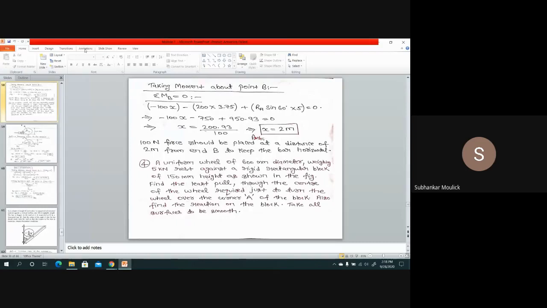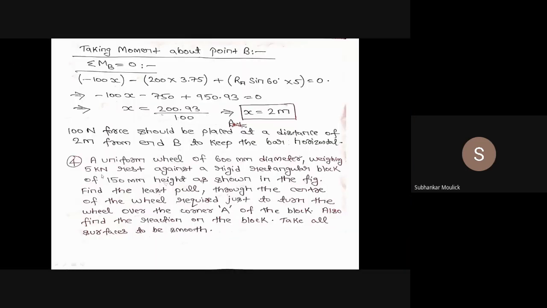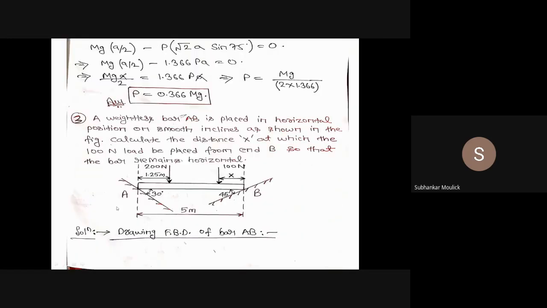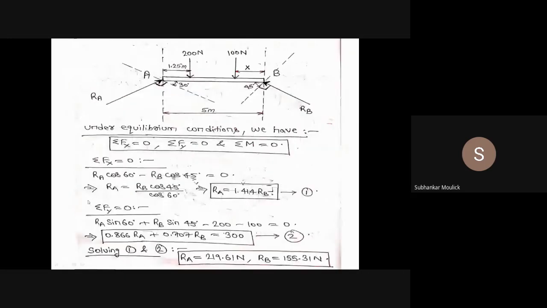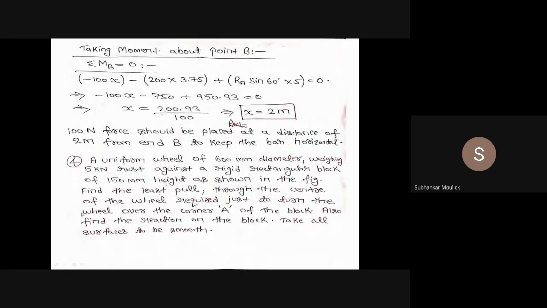Fine. We will solve this question. Let us read the question, because if you remember, in the last class we have solved this problem. So let us solve the next problem. The problem is: a uniform wheel of 600 millimeter diameter weighing 5 kilonewton rests against a rigid rectangular block of 150 mm height, as shown in the figure.